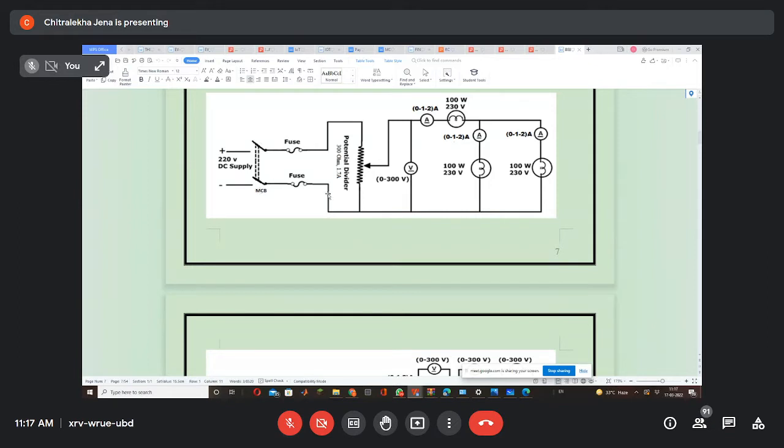Clear? Nowadays we are using this protective device. In place of all this protective equipment, we are using an MCB. With the help of the MCB, we now connect the 220 volt DC supply to the circuit. Am I clear now? Yes, ma'am.